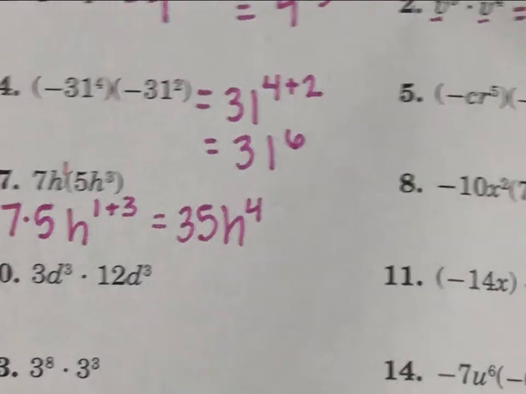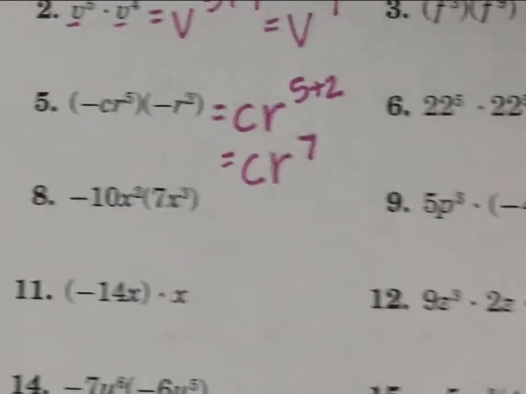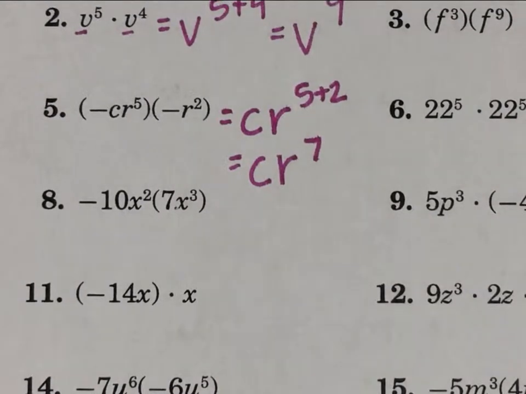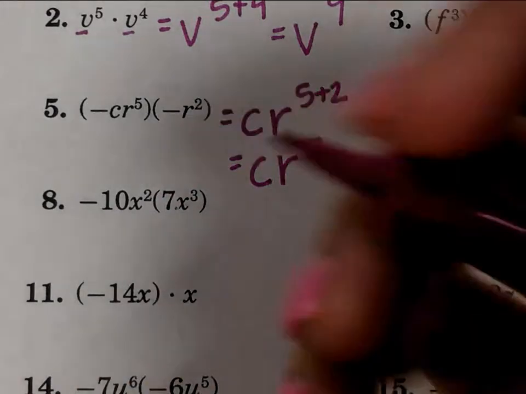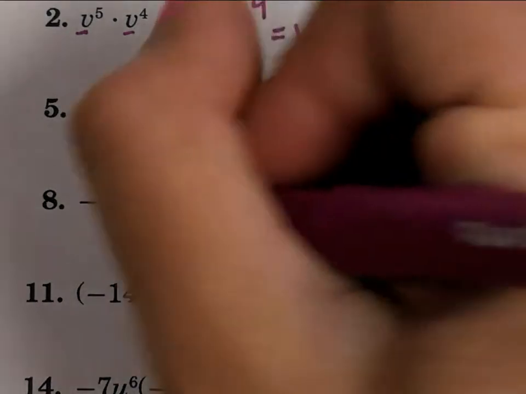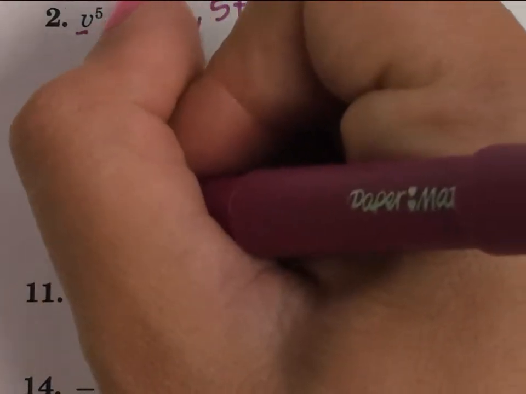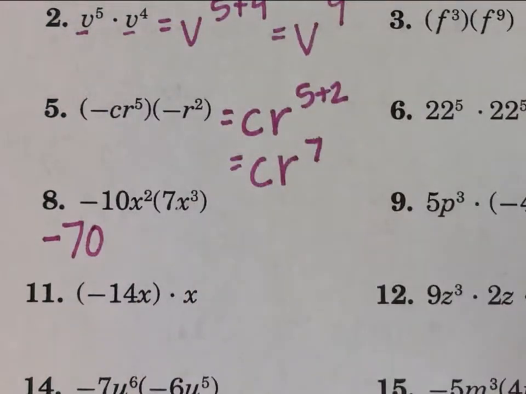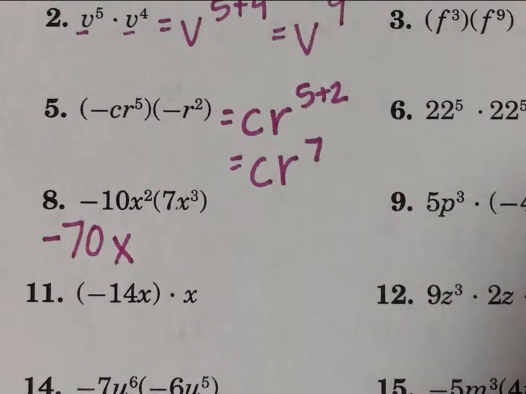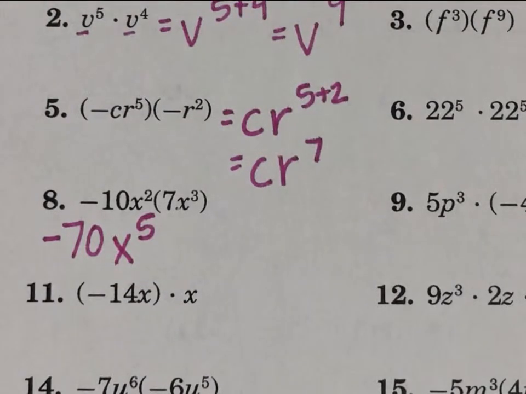Alright, what about number 8? Do I have coefficients to multiply? Yes. Negative 10 and 7, right? So what is negative 10 times 7? Negative 70. And then do I have the same base? So I can say negative 70x to the what? 5th power. Any questions?